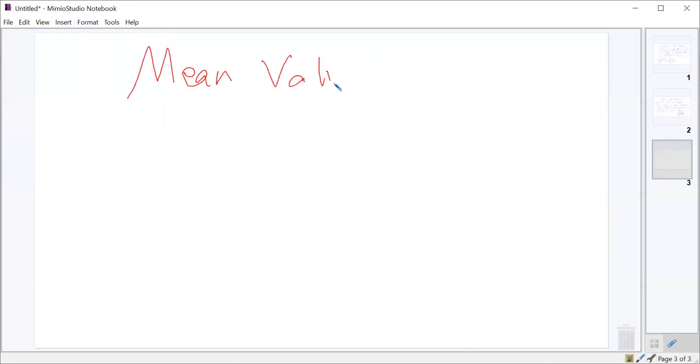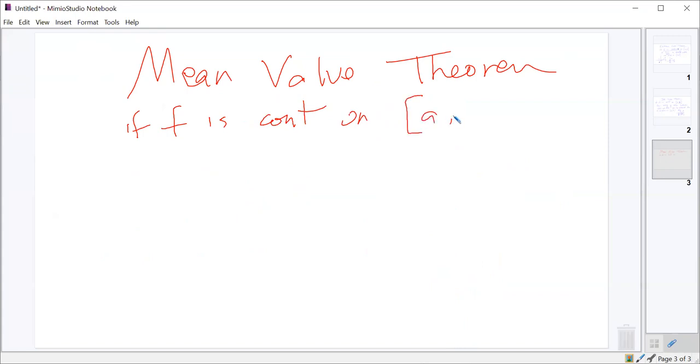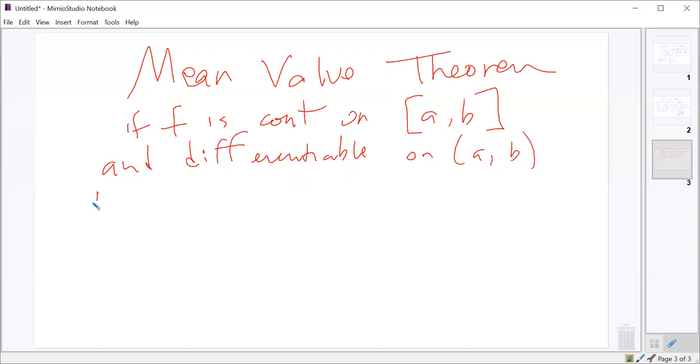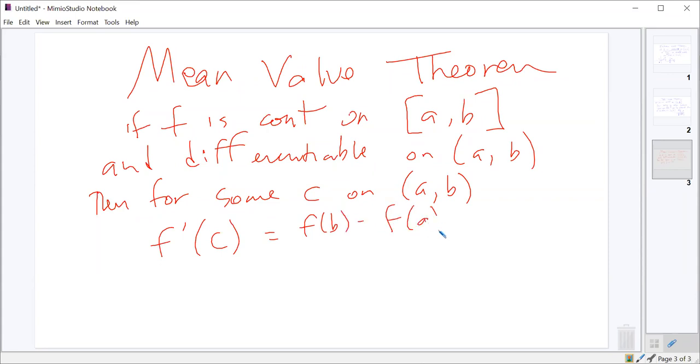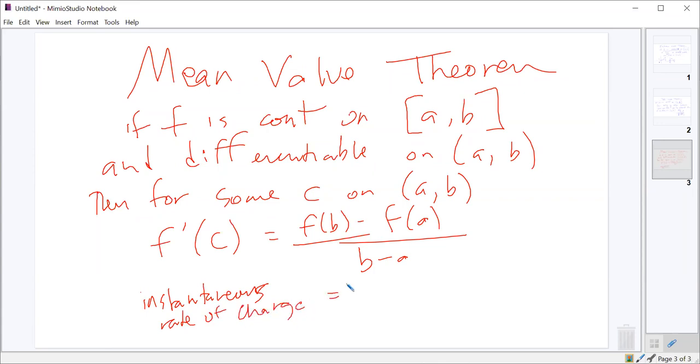Next theorem. Mean value theorem. Mean value theorem says that if f is continuous on A to B and differentiable on the open interval from A to B, then for some C on A to B, f prime of C is equal to f of B minus f of A over B minus A. Or effectively, that somewhere on that interval, the instantaneous rate of change is equal to the average rate of change.